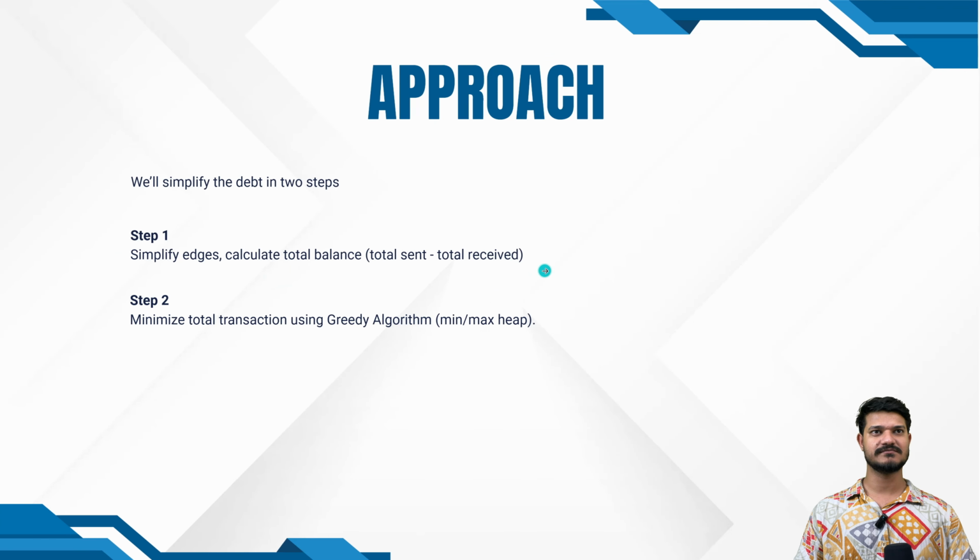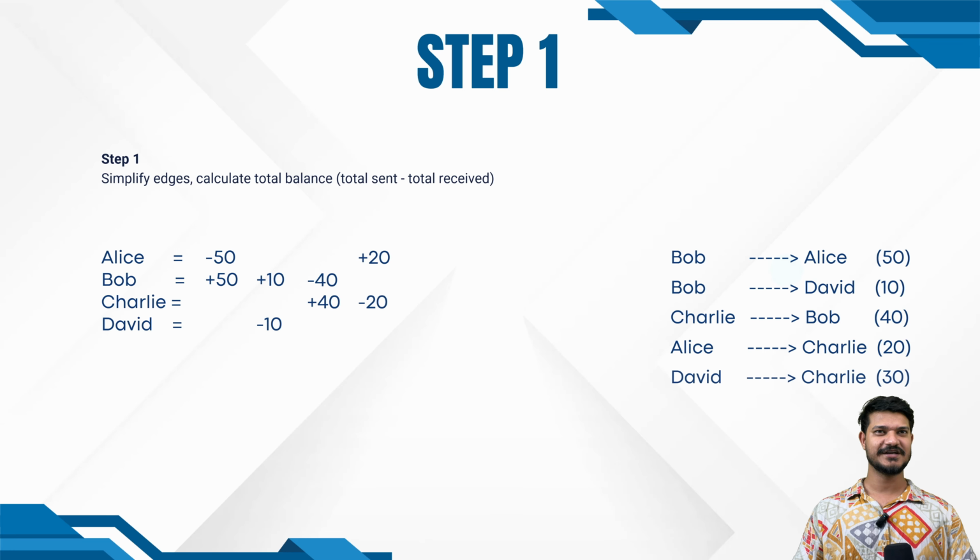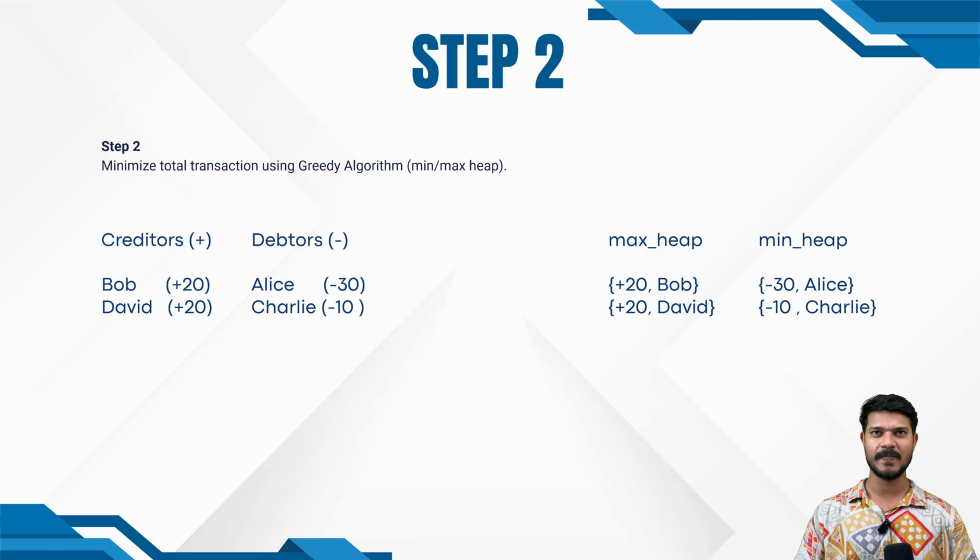Now, the next step is, of course, just let me show you the next step. Yeah, step 2. First of all, you'll segregate them based on their net balance. So we'll have creditors Bob and David, plus 20, and debtors, which are Alice and Charlie, minus 30 and minus 10.